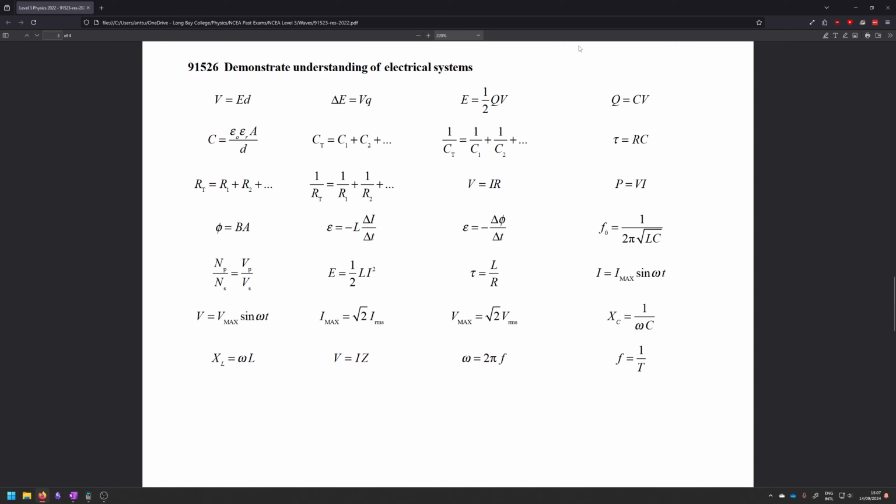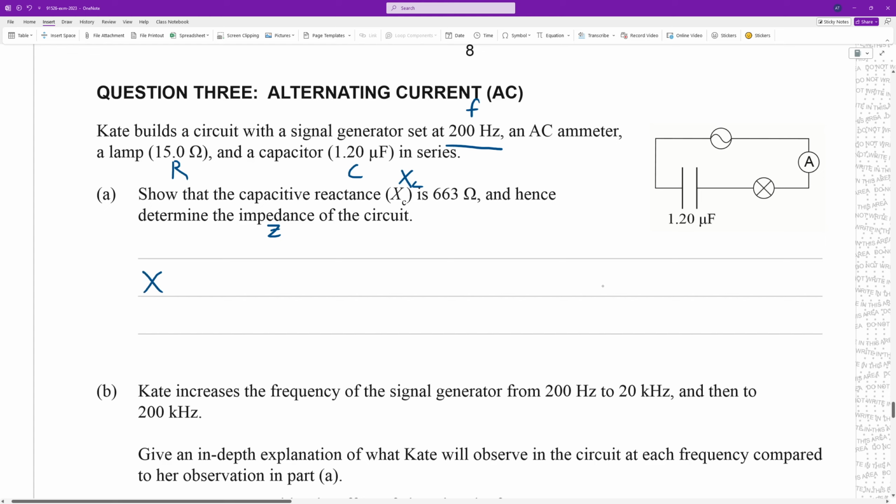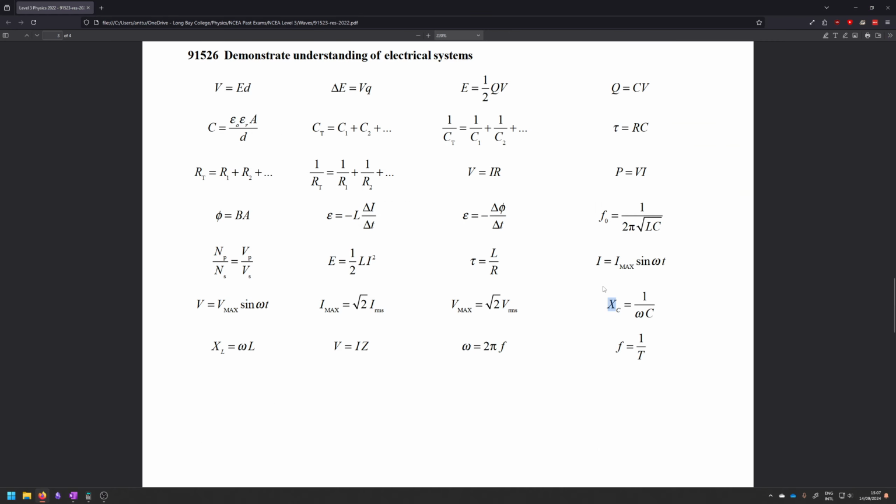The bottom two rows are the AC circuit equations. So on the right hand side, we see XC, the capacitive reactance, is 1 over omega C. And on the bottom left, the inductive reactance, XL, is omega L. So for the capacitive reactance, XC, 1 over omega C, and omega is 2 pi F.